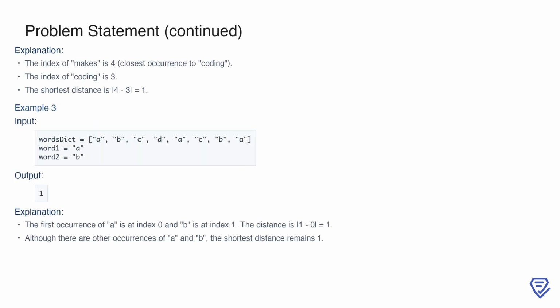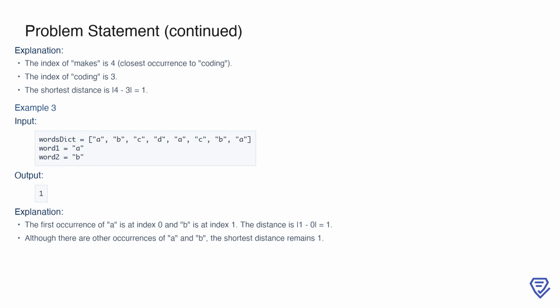Now, take a look at the third example, where wordsdict is a, b, c, d, a, c, b, a, and you're finding the distance between a and b. The output is 1. The first occurrence of a is at index 0, and the first occurrence of b is at index 1. The absolute difference between these indices is 1 minus 0, which equals 1. Even though there are other instances of a and b in the list, the shortest distance remains 1. This highlights the importance of finding the closest occurrences of the two words, regardless of how many times they appear in the array.